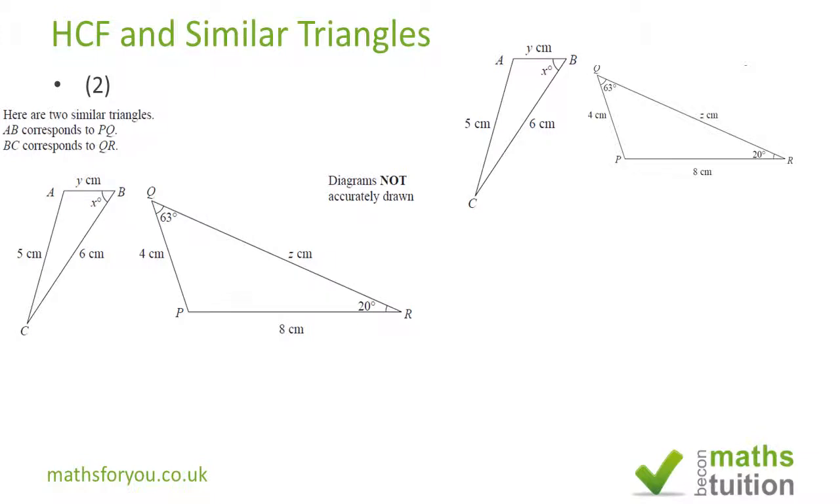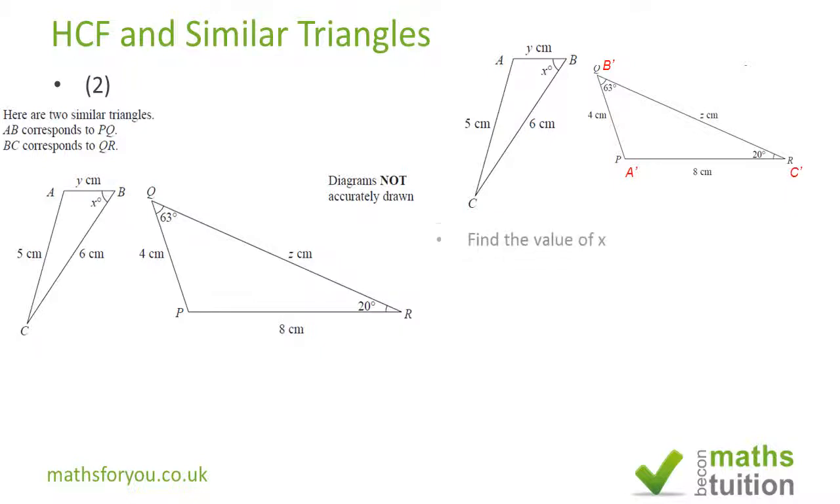So what I've done is to redraw the triangles and then do some relabeling as well. So it says AB corresponds to PQ. So I've named this line there A prime, B prime. And then it says BC corresponds to QR, and I've labeled QR as B prime, C prime there.